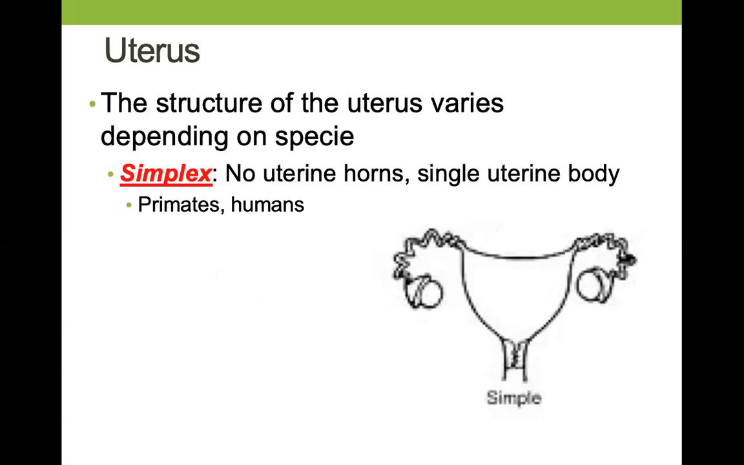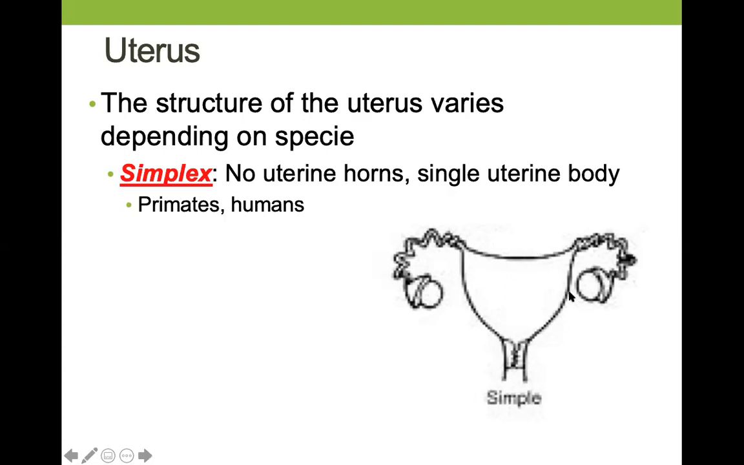So when we talk about the structure of the uterus, there are actually different types of uteri, and this is going to vary depending on the species we're talking about, all right? The first one that we're going to talk about is a simplex uterus. A simplex uterus means that it's a relatively simple structure. What's simple about it is that there are no uterine horns. Mainly what you have is a single uterine body, all right? So there's no division here like we see with some of our other species.